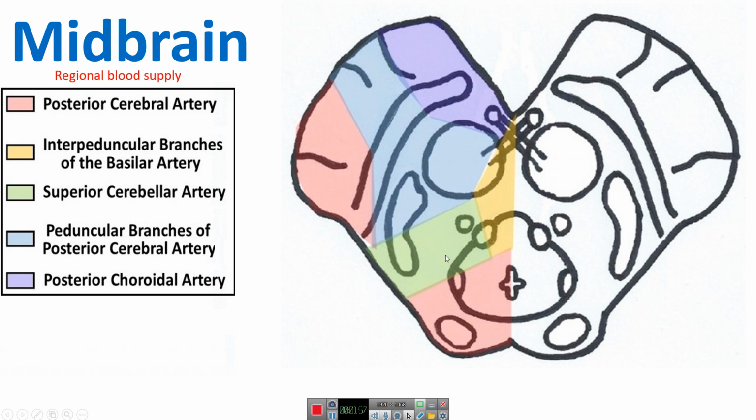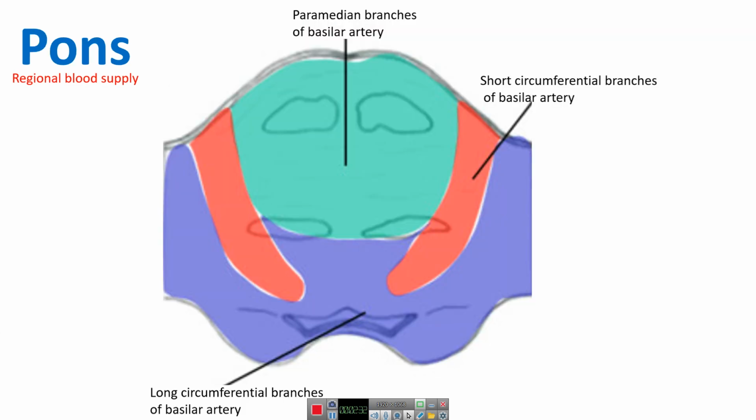The superior cerebellar artery, a mid part behind the tegmentum, the posterior part of the tegmentum. Peduncular branch of the posterior cerebral artery, all this area, and the posterior choroidal branch. This map of the regional blood supply explains if a certain artery is occluded, which part of the midbrain will be affected. The same process also, or the same distribution of the blood supply of the pons.